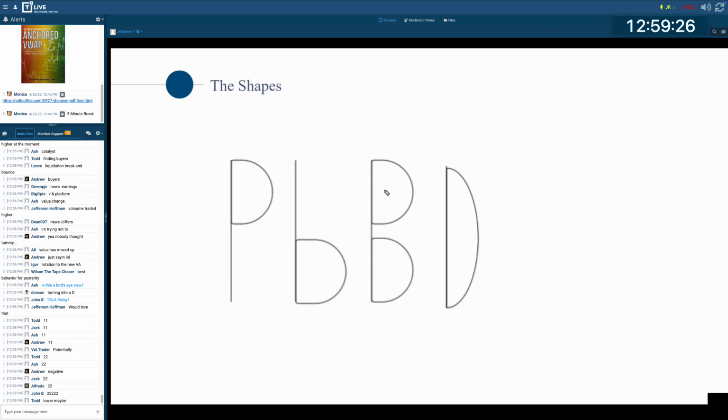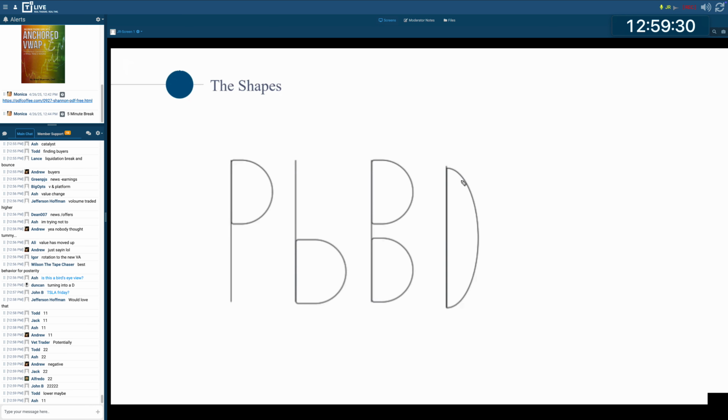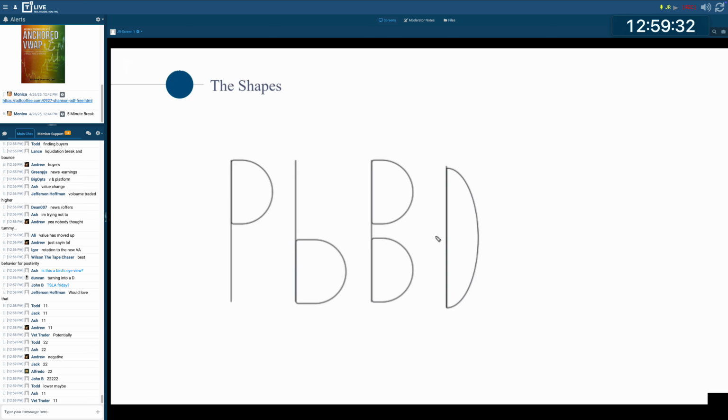You guys understand what I'm saying? All right, and finally we have the D-shaped profile. Okay, this is your typical Gaussian distribution curve. Your one standard deviation, 68% of the price is going to be traded between value area high and low.